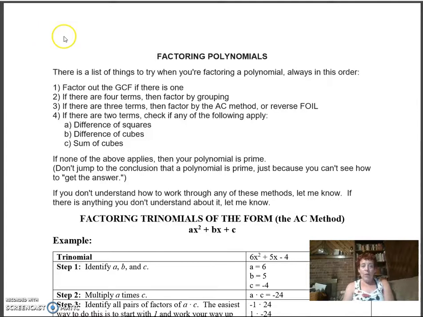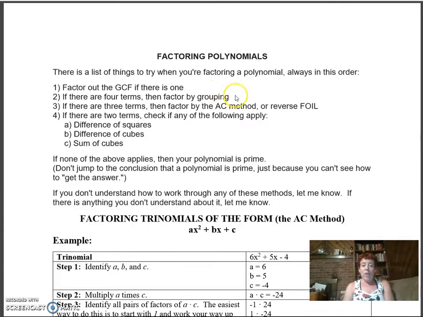The most important thing you need to check and be aware of is that you always want to check first to see if there is a greatest common factor. So always do that first. There may not be, but always check to see if there's a greatest common factor and factor that out first.